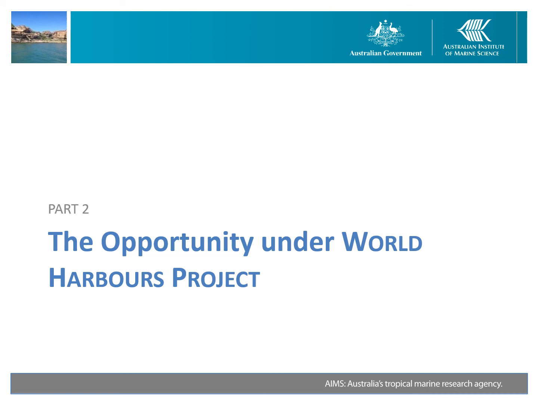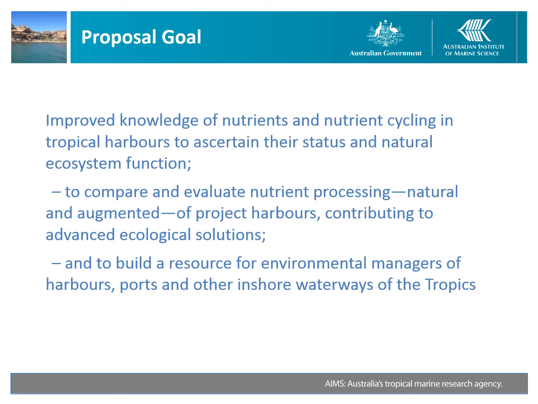I'm now moving on to part 2 of the presentation, the opportunity from the study of nutrient cycling in tropical harbours under the World Harbours project. My recommended project goal is shown here. It involves 2 steps. The first is the gathering of new information on nutrient distribution and cycling within the project harbours, and following from that, advanced ecological solutions and the building of a resource for environmental management of nutrients within these harbours and beyond to other coastal systems in the tropics.